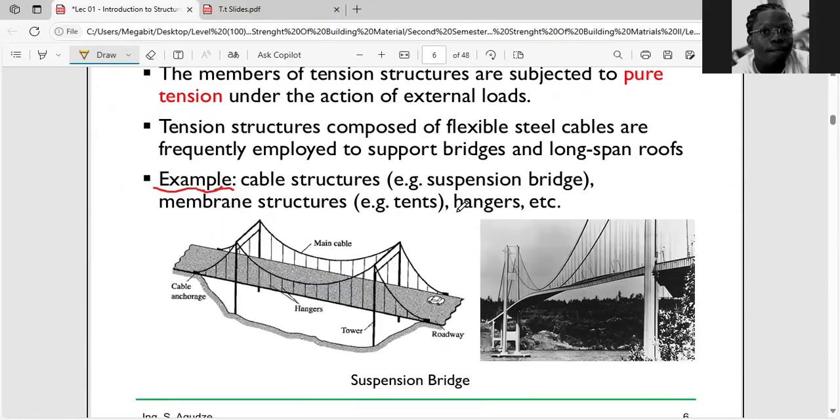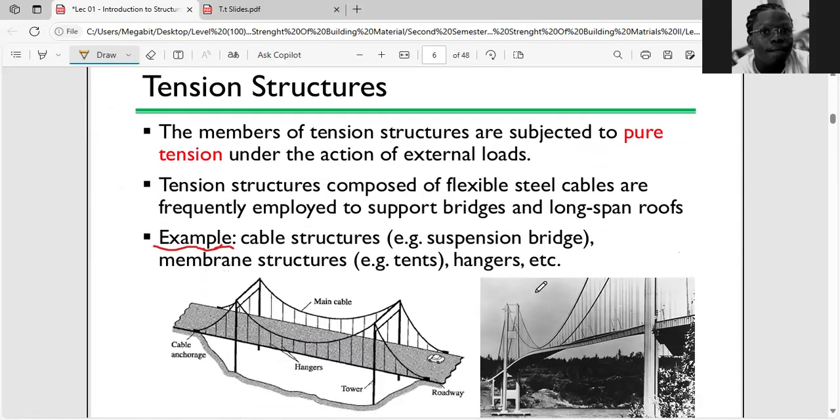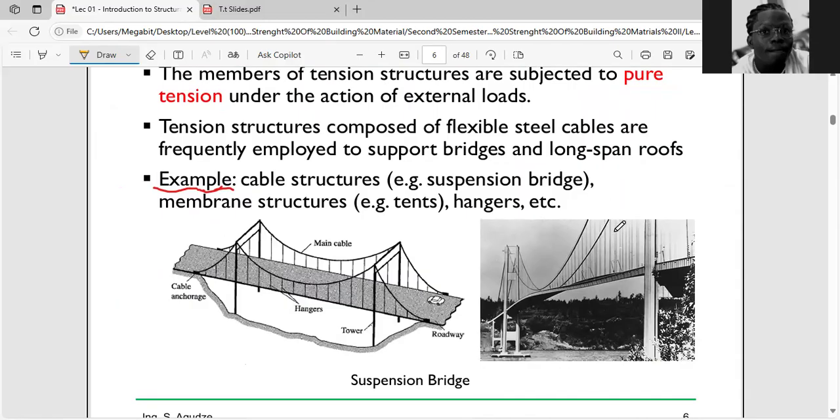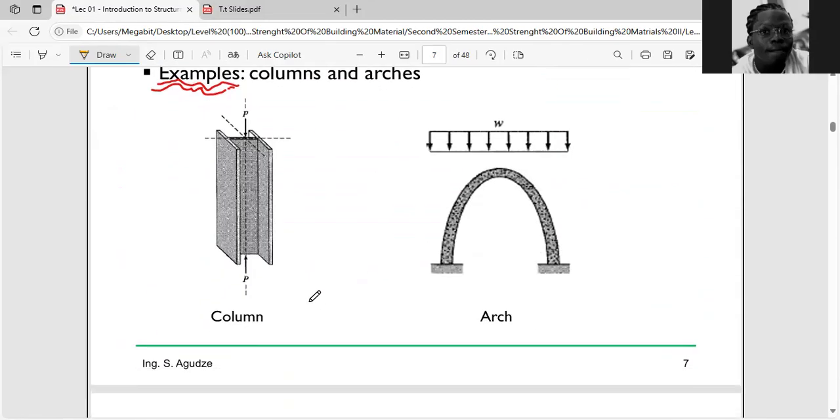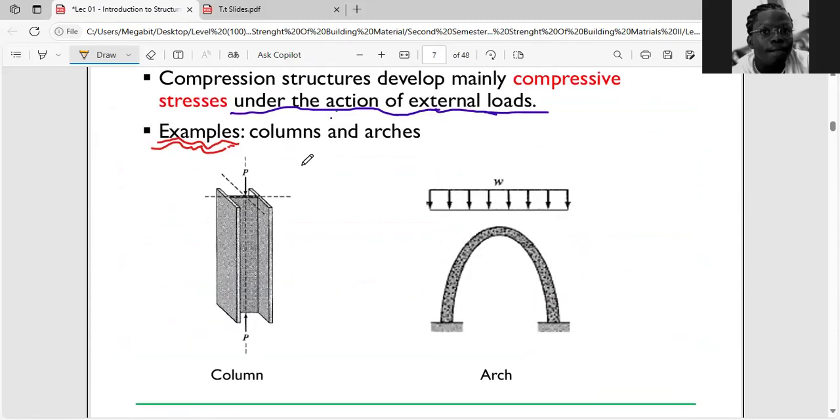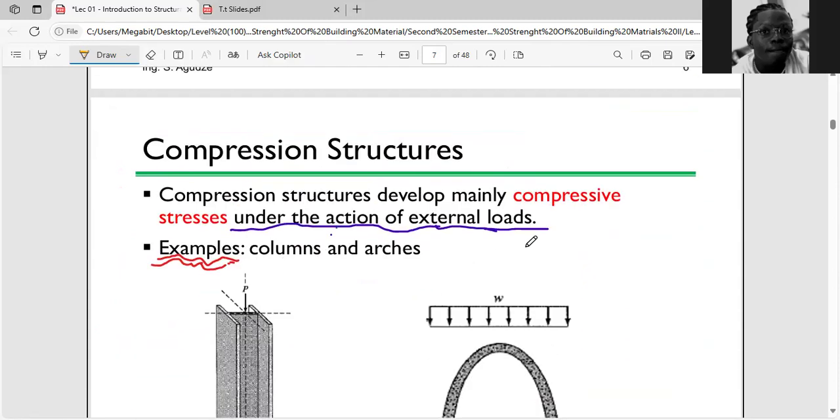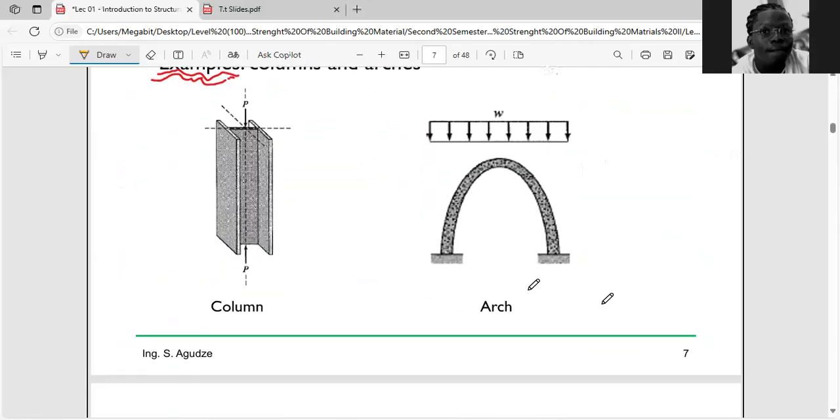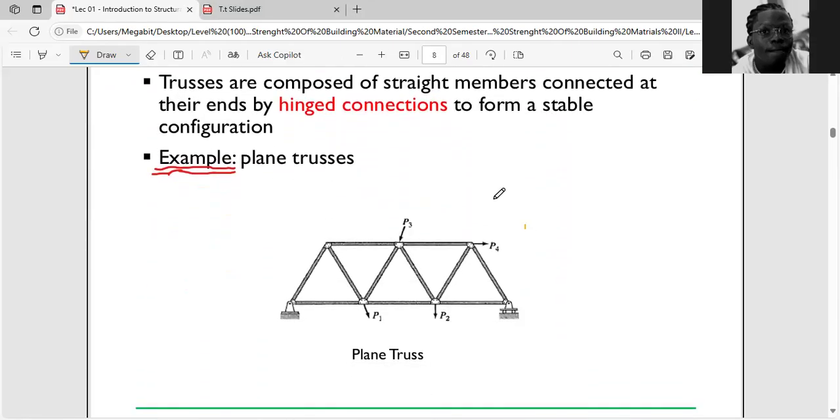This is an example of tension structures. These are examples of tension structures. And these are also examples of compression structures. You can also see trusses. You can see how it looks like.